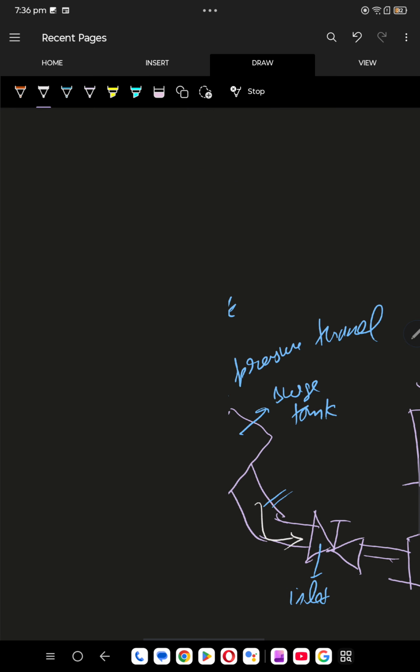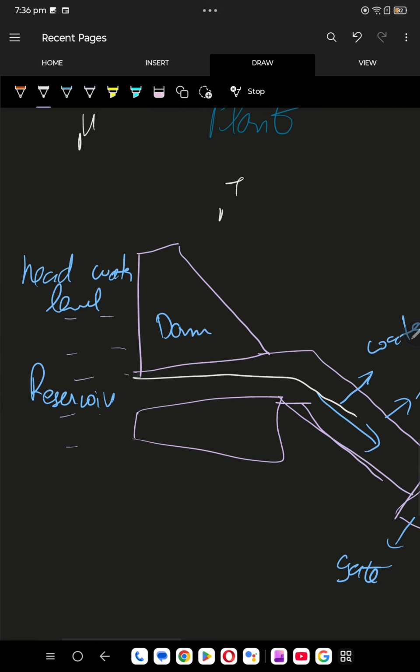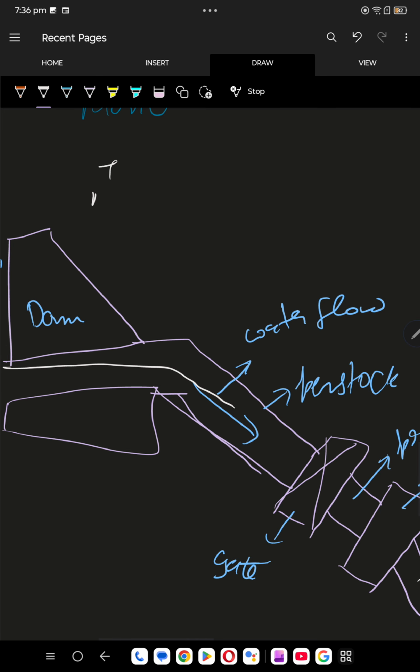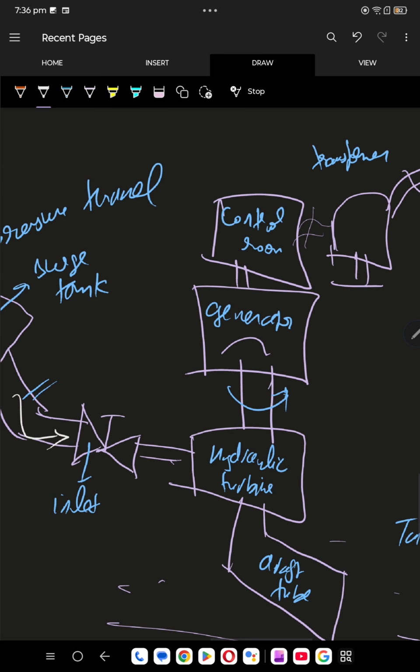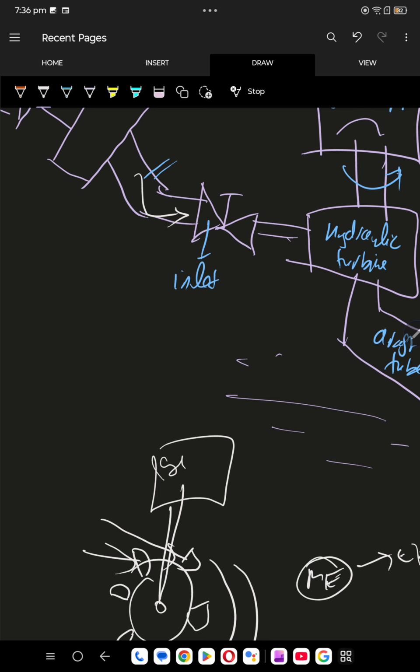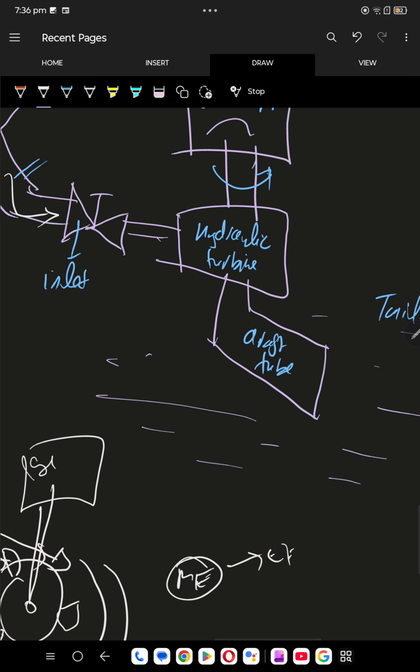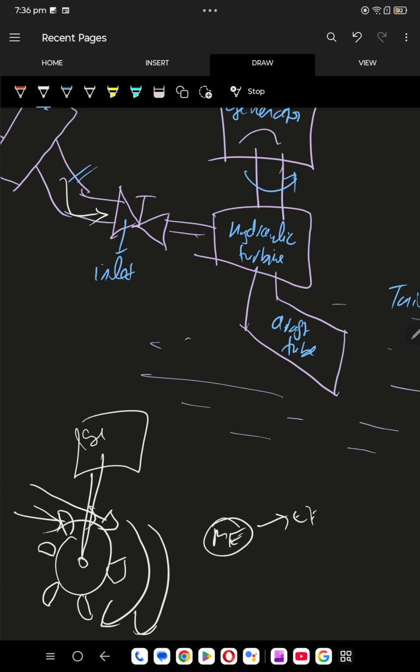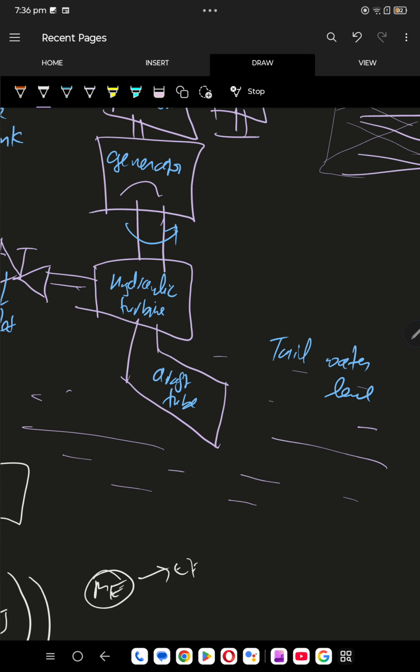First, initially, because of the height difference, there was potential energy here. When the water starts to flow, it has kinetic energy. When the water hits the blades of the turbine, it starts to rotate. The turbine starts to rotate, the shaft also rotates. Turbine rotation causes mechanical energy to be transmitted.